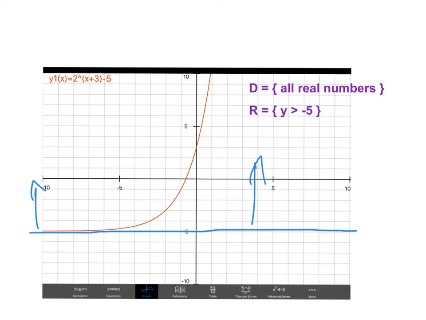Do we need to use the trace on like a regular problem? No, eventually we're going to be able to pick the domain and range right from the equation.